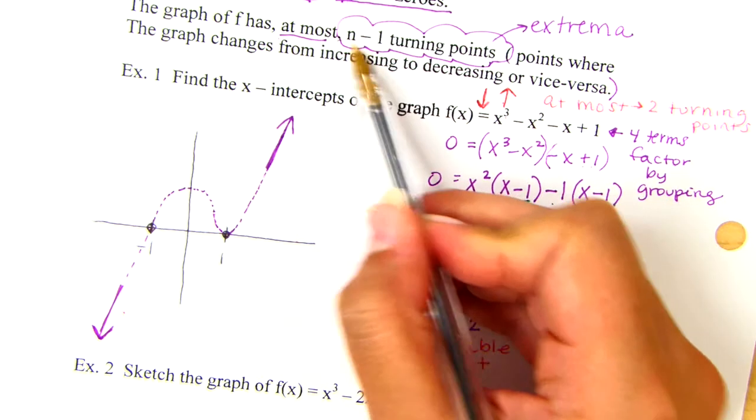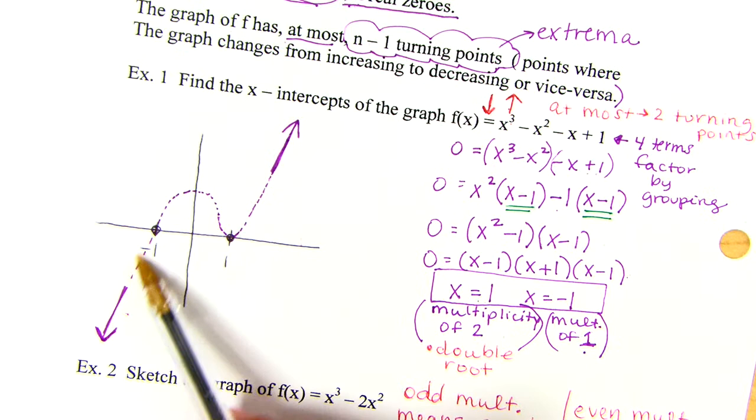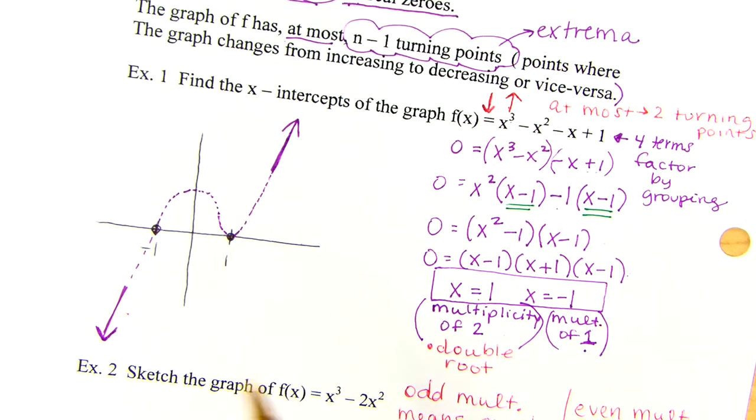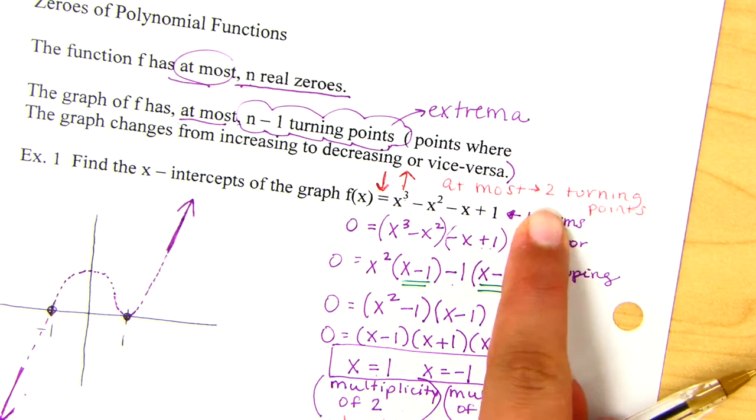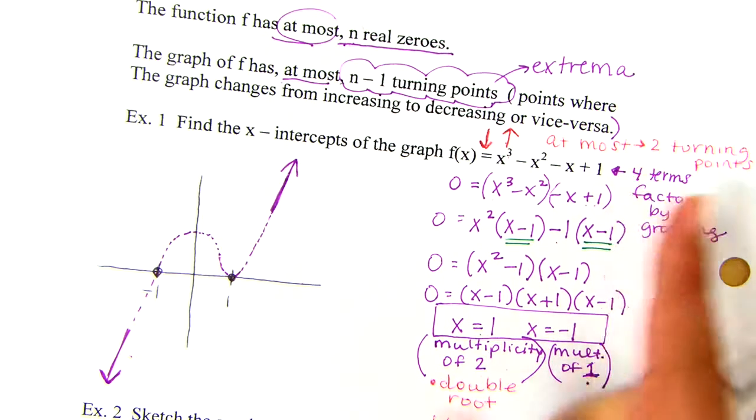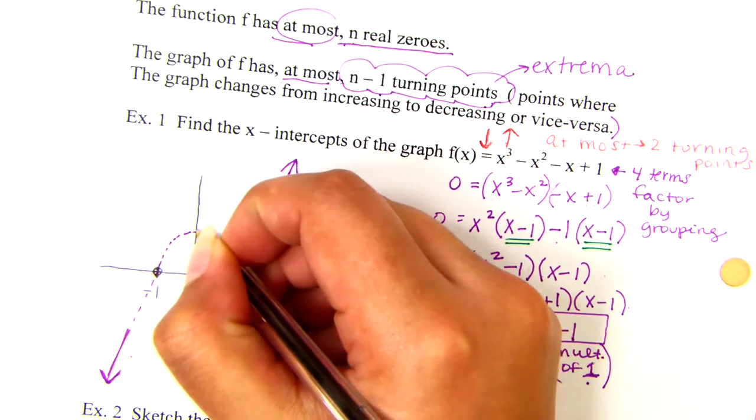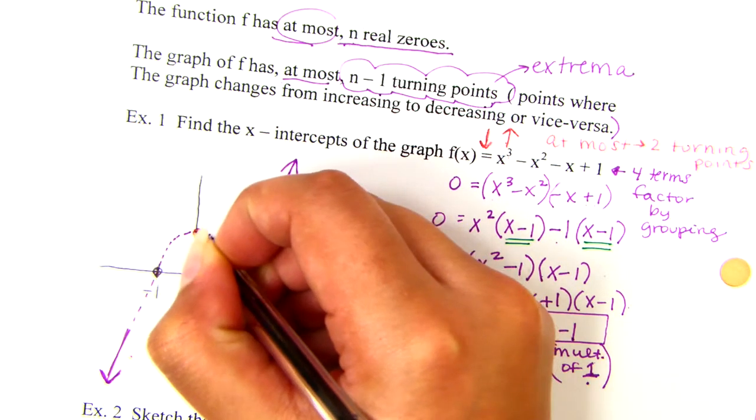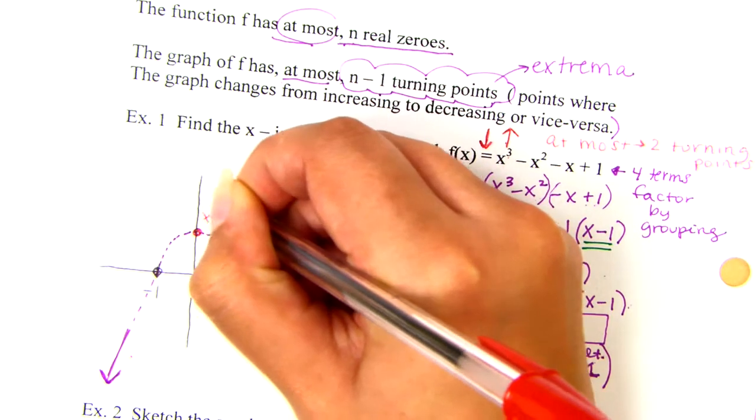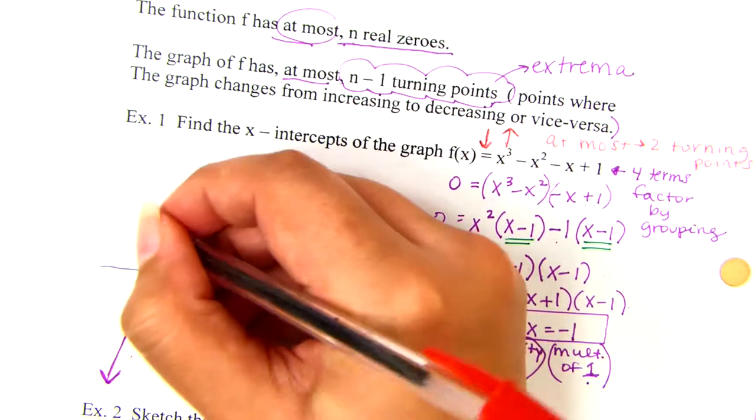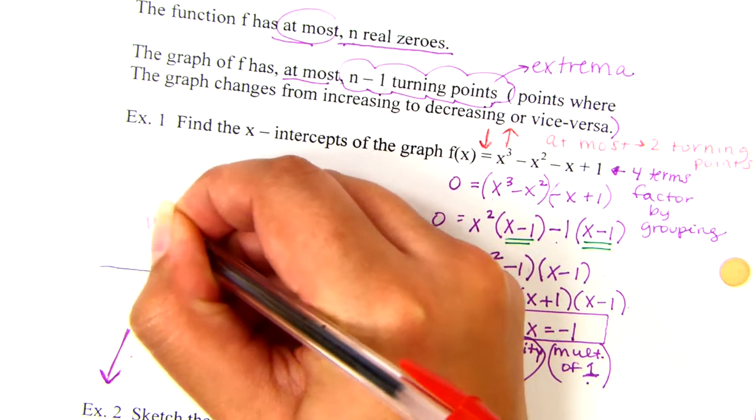From there, turning points. You want to consider, do I have too many turning points? If you don't have enough, that's not necessarily a bad thing. You don't have to have the maximum amount of turning points in every problem, but you can't have more. So I know I can only have 2 turning points, so I shouldn't see 3 extrema points. If we were talking extrema, we could call this a turning point. So that's a turning point, and this would be a local max.